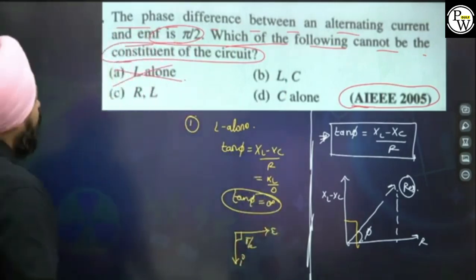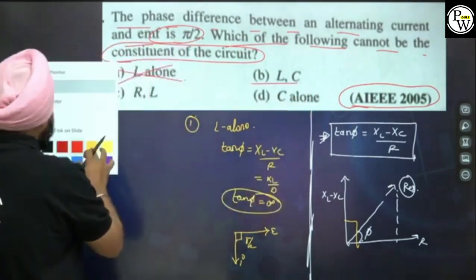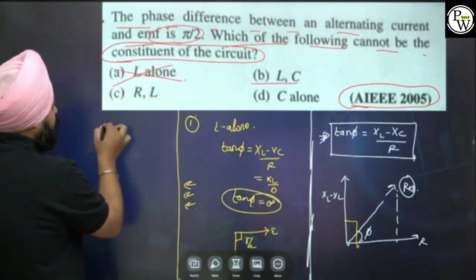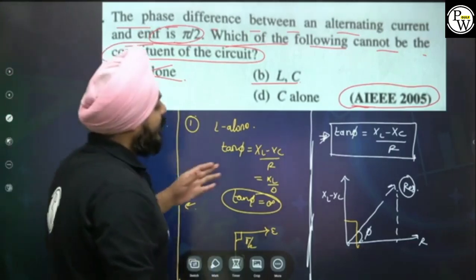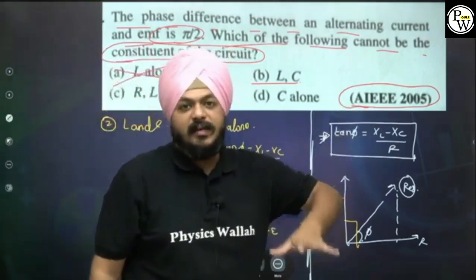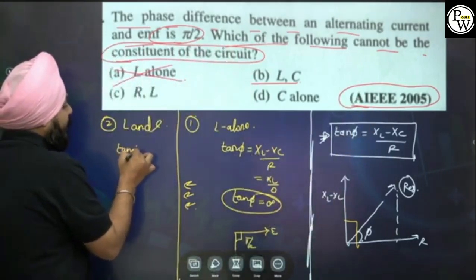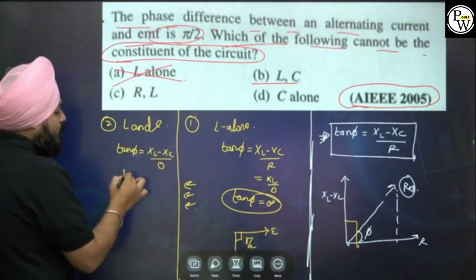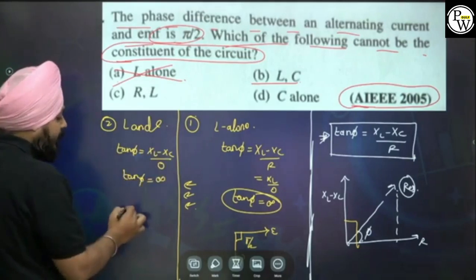Okay. Second is L and C. Let's check it out using the trial and error method. Suppose the series circuit contains L and C. Tan phi is equal to (XL minus XC) divided by R. Here the resistor is 0, so again tan phi extends to infinity.